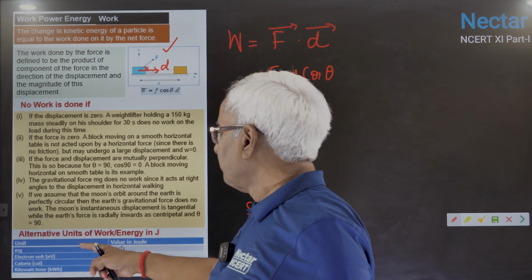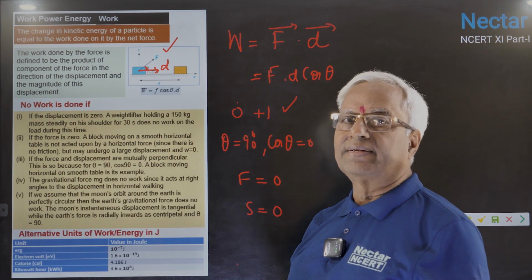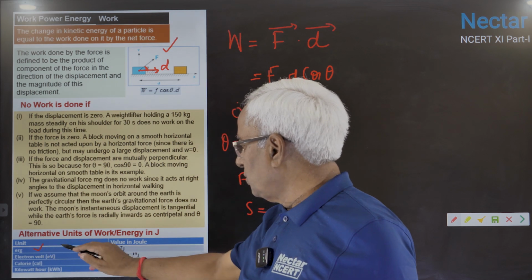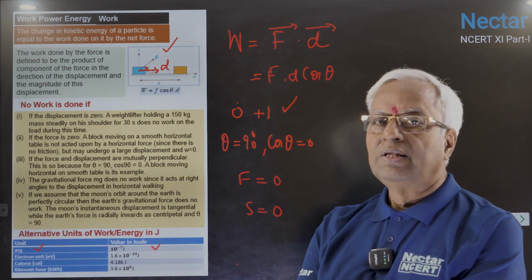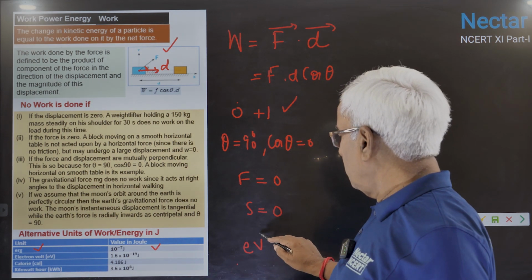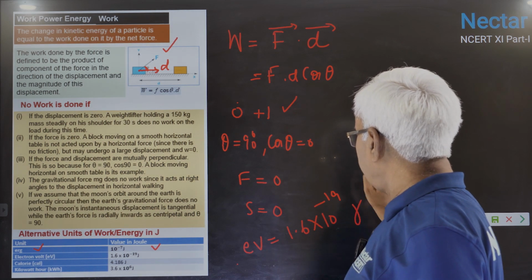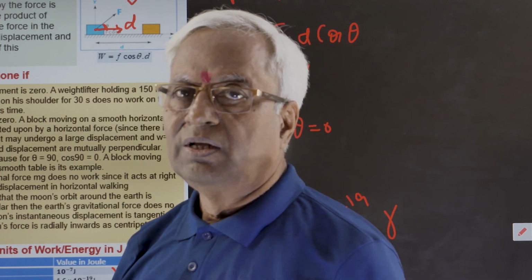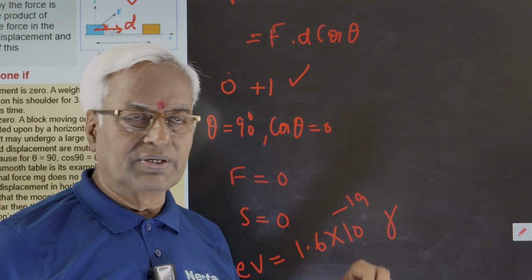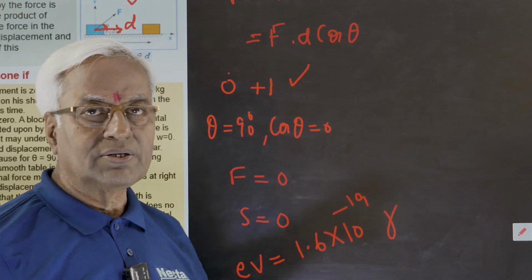There are some special units for energy. Very common in SI is the joule, but there are other units. The erg is 10 to the power minus 7 joule, that is, 1 joule is 10 to the power 7 erg. Then 1 electron volt, which has been taken from the value of electronic charge. This unit is very common in nuclear physics, electron physics, all that. It is 1.6 into 10 to the power minus 19 joule.